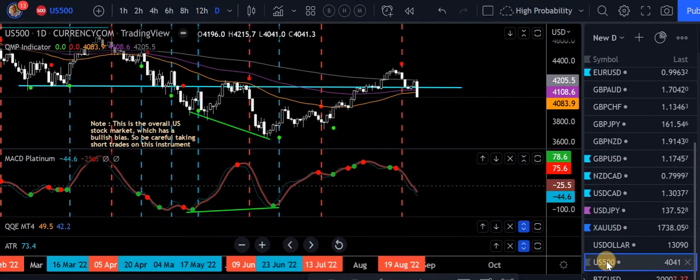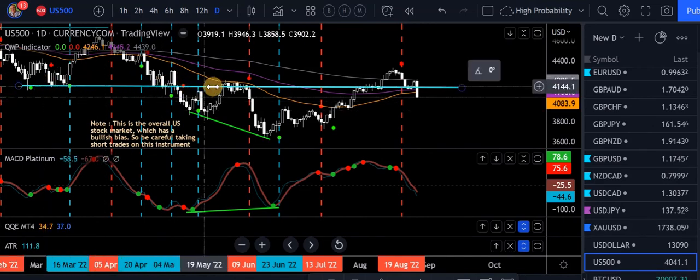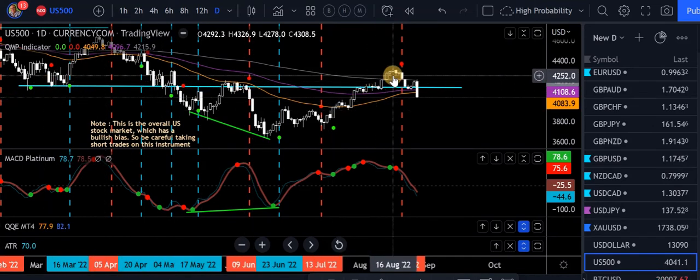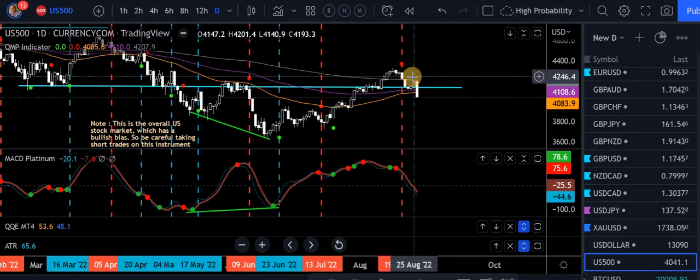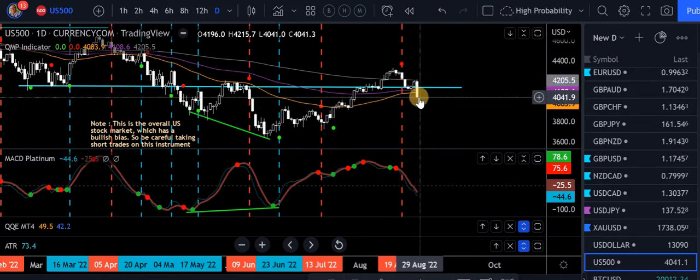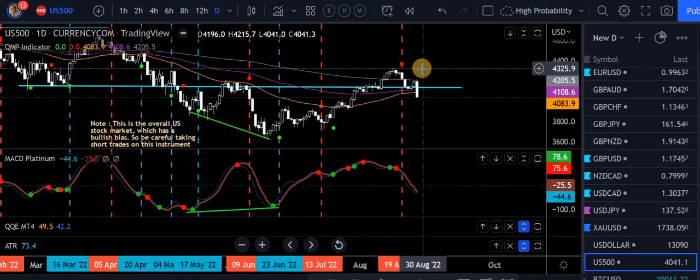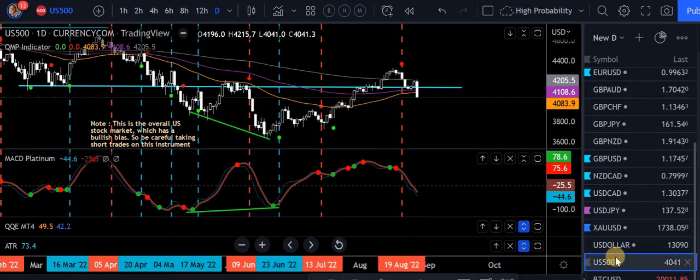US 500, just the US stock exchange. Now, I've been banging on about this line forever. It went through last week. We said it was going up, and we'll see if it has some support there, which it did during the week. Popped up a bit. Now it's broken back through it again. So not sure where the US stock market's heading, but Friday looked pretty ugly there. That's a big drop. That's a big candle. It's fairly substantial. So we'll see how it goes.